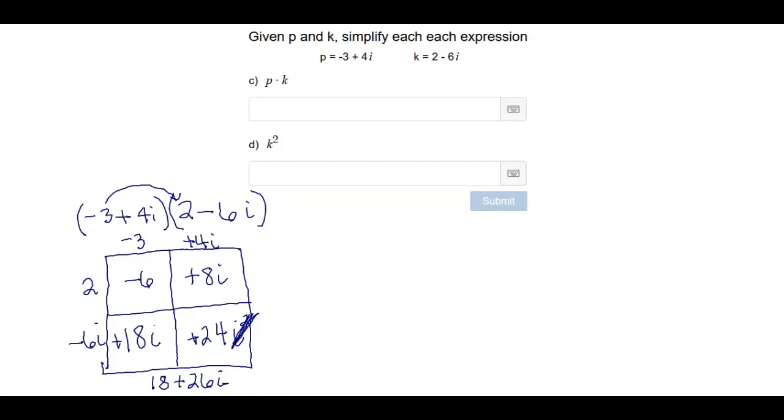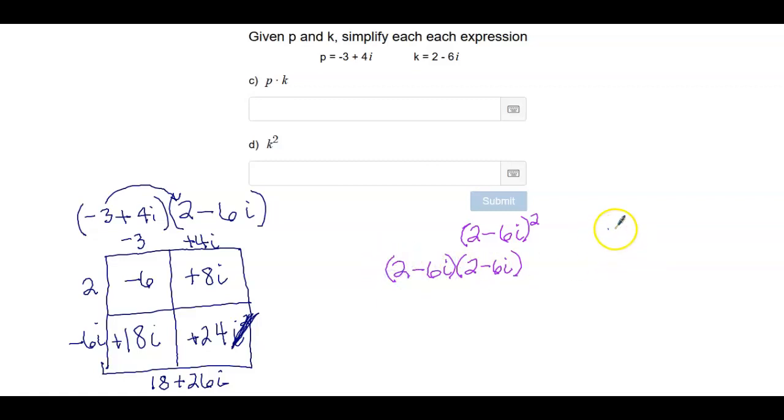And for the last one, we have K squared. So we have 2 minus 6i, and that is going to be squared. Now, remember, you don't just square the 2 and you don't just square the -6i. When you square something, it means that you're multiplying it times itself. So we're taking 2 minus 6i times 2 minus 6i.